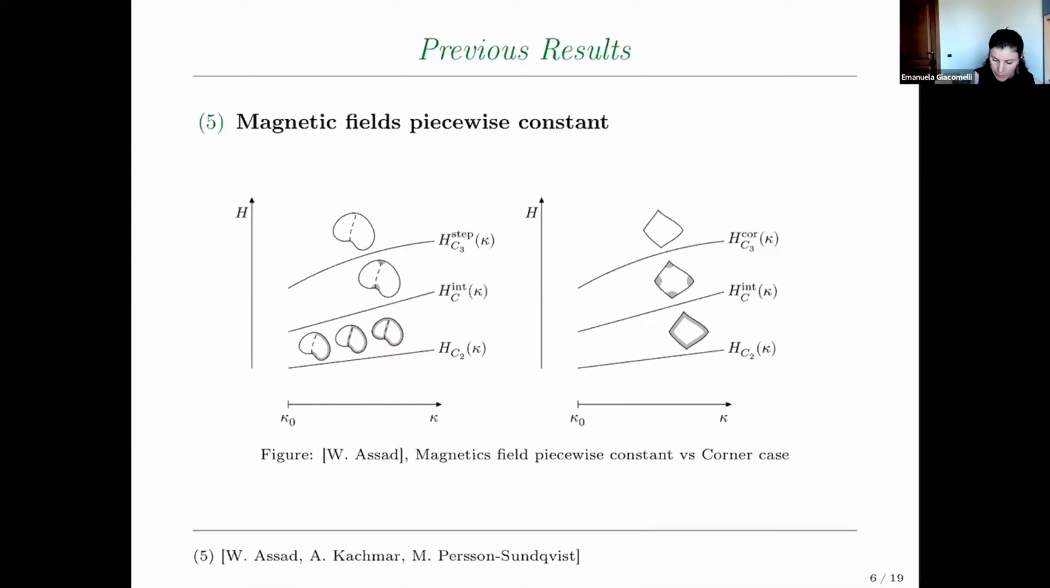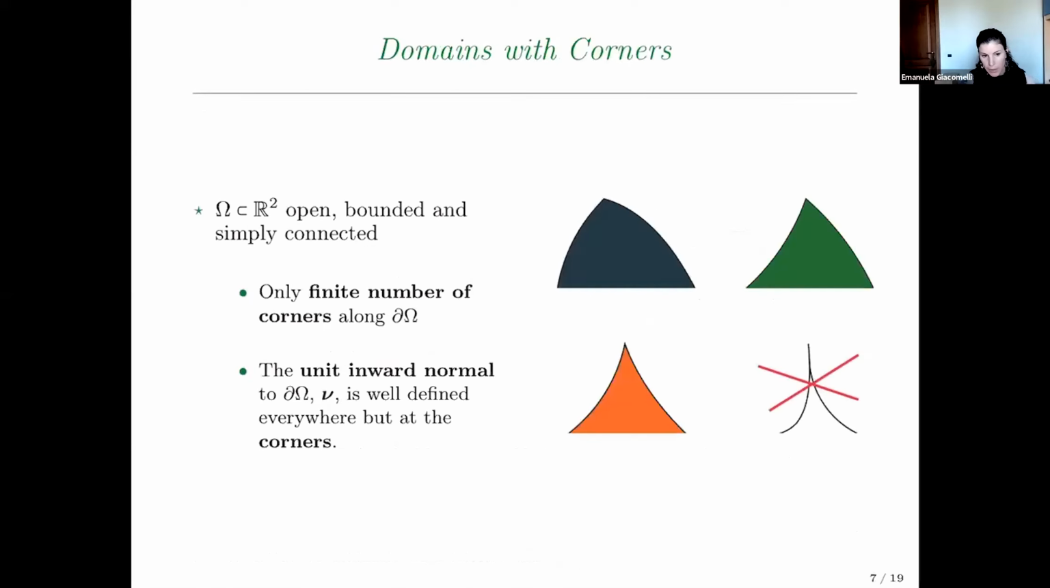So I think that now I'm ready to show you our main result. But before doing that, let me just show this picture. What I want to underline here is that in our domain, we suppose that there are just a finite number of corners. And as you can imagine, since there are corners, the unit inward normal is well defined everywhere but at the singularities. And we are not going to consider such kind of situations.